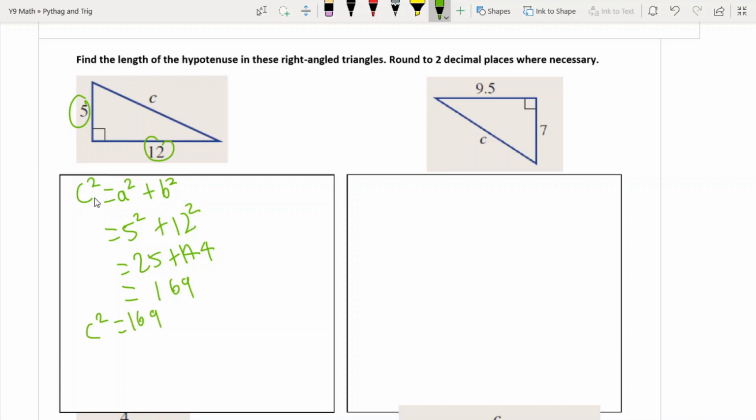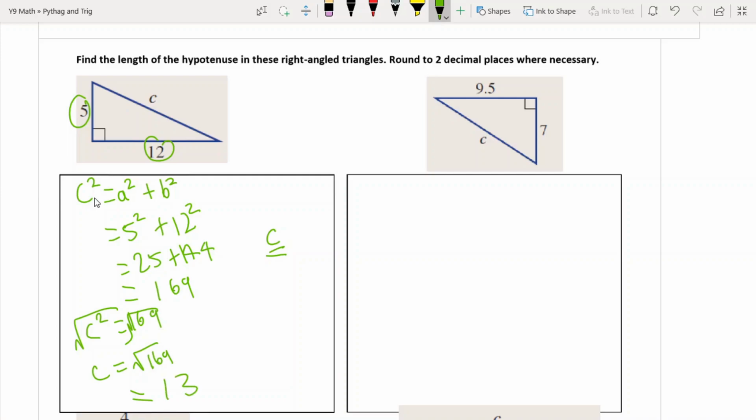But we're not interested in C squared. We want C by itself. To do that, we have to square root both sides, and that gives us C equals root 169. Putting that in the calculator gives us our final answer of 13.